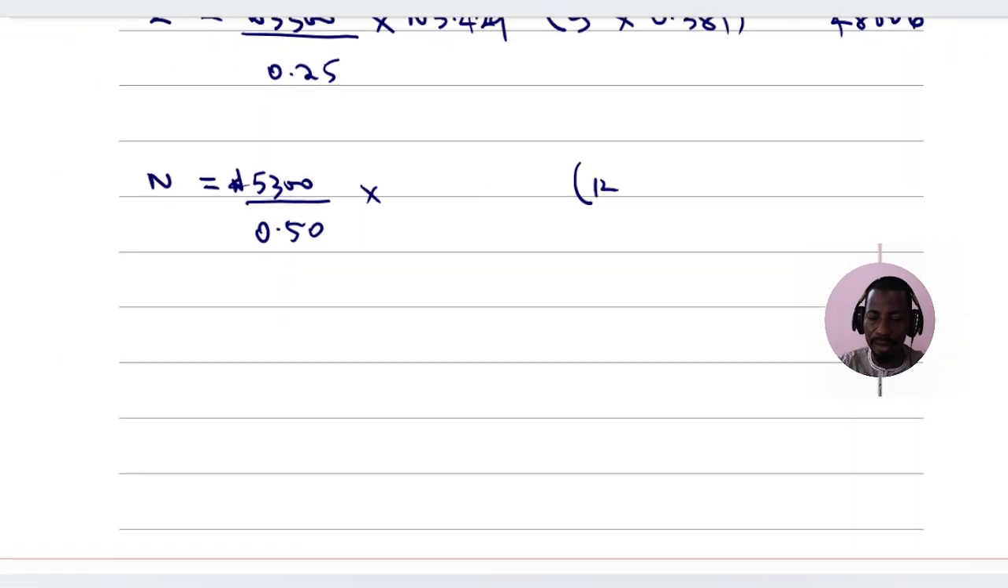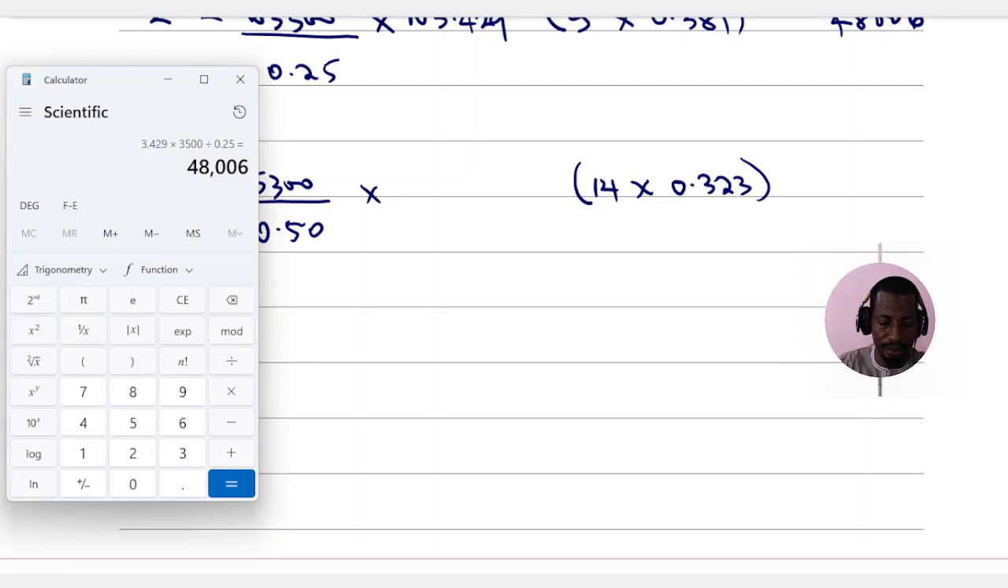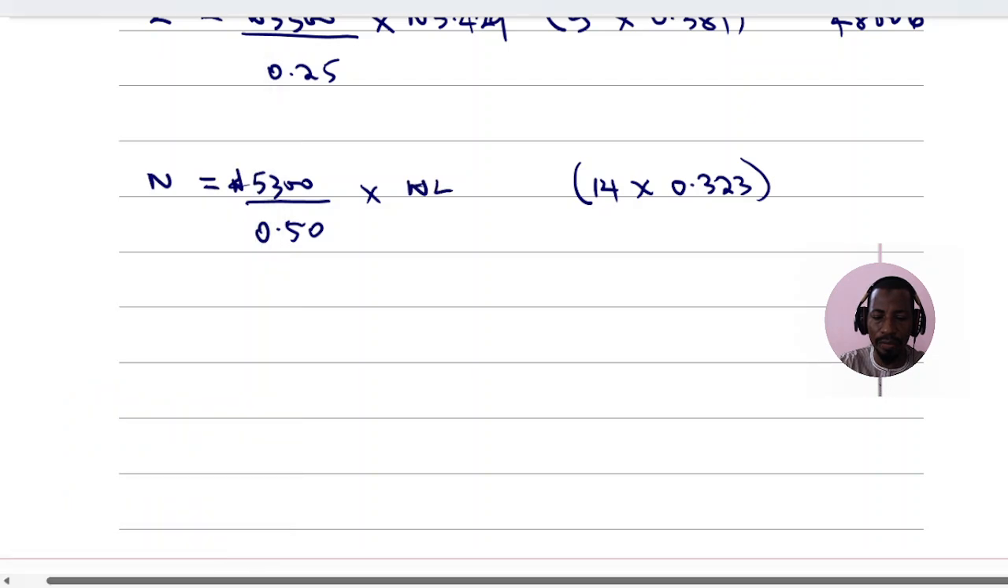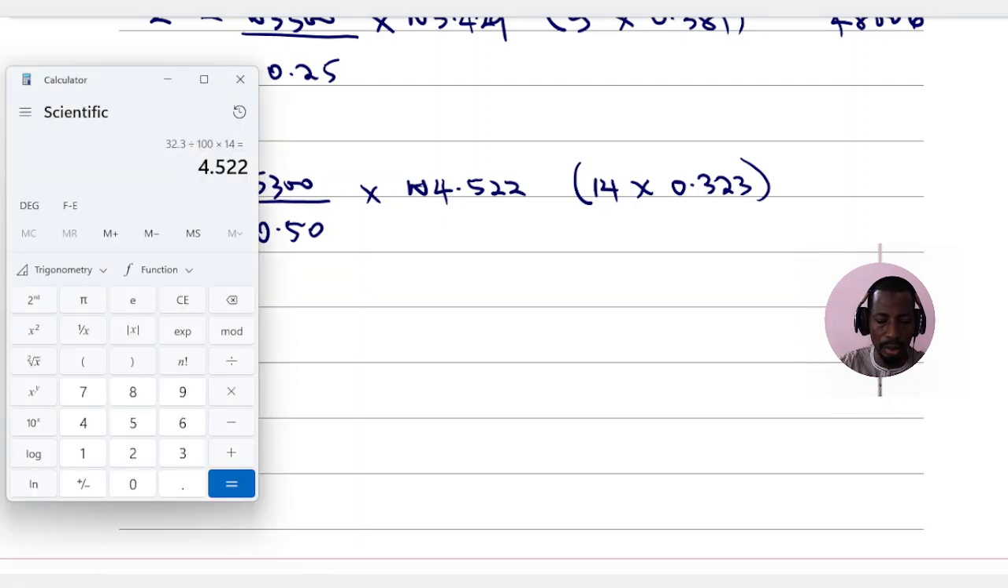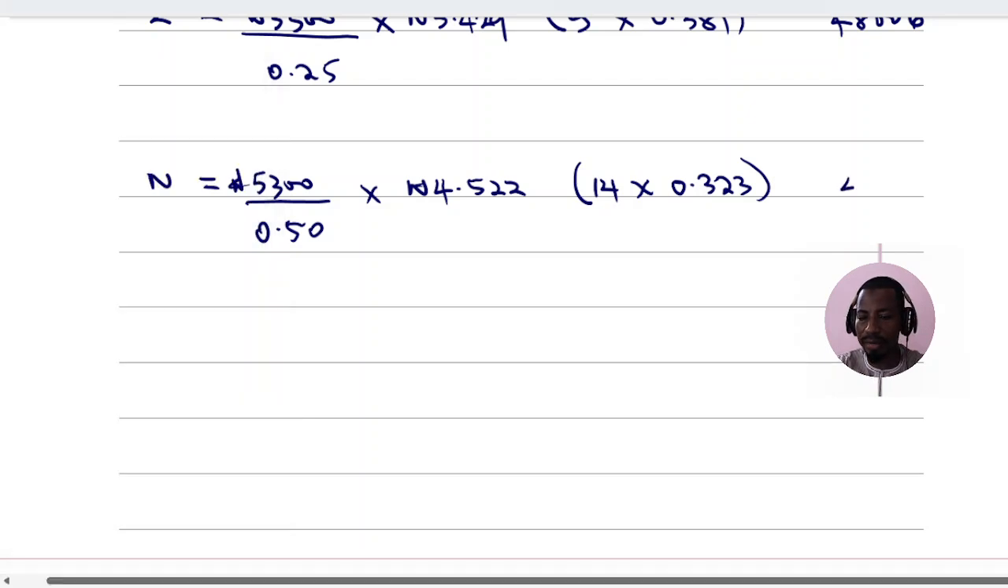So 14 multiplied by 32.3. Let me confirm that. 32.3 divided by 100, then multiply by 14 equals 4.522. So 4 naira and 52 kobo. 4 naira and 52 kobo multiplied by 5,300 divided by 0.5 equals 47,933.